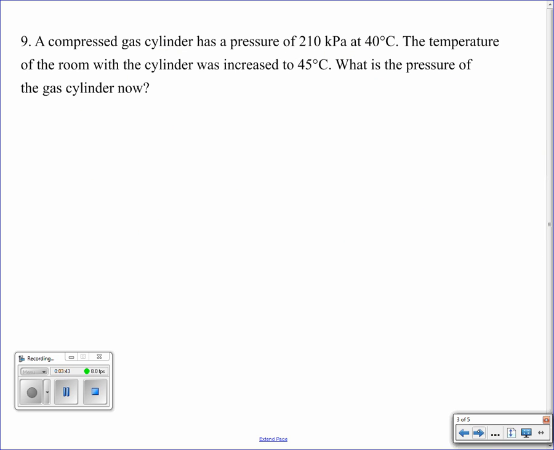All right, next one. A compressed gas cylinder has a pressure of 210 kPa at 40 degrees Celsius. The temperature of the room with the cylinder was increased to 45 degrees Celsius. What is the pressure now? Okay, so we have pressure and we have temperature. So pressure and temperature, kids love playing tennis, that's Gay-Lussac's law. So P1 over T1 equals P2 over T2.